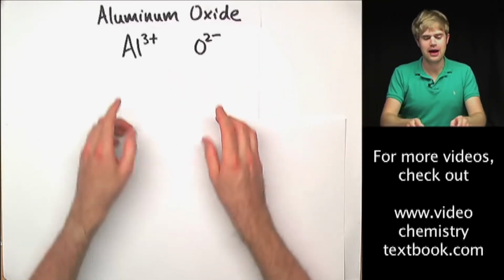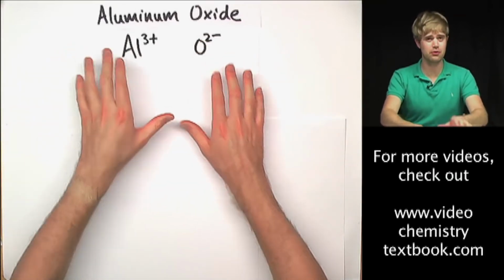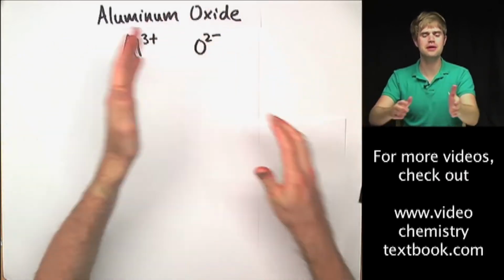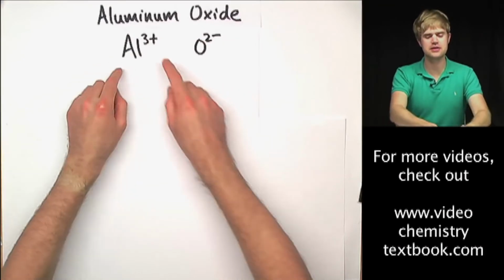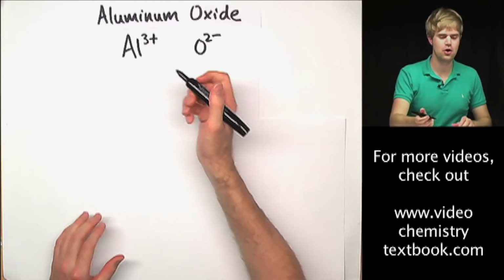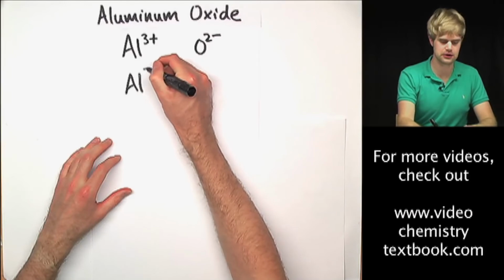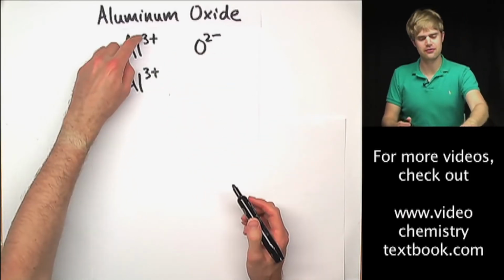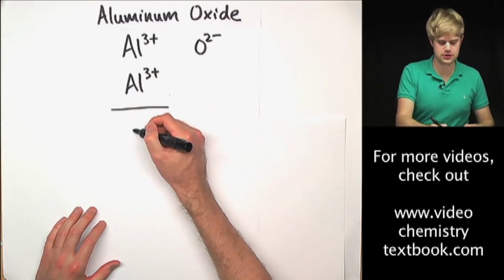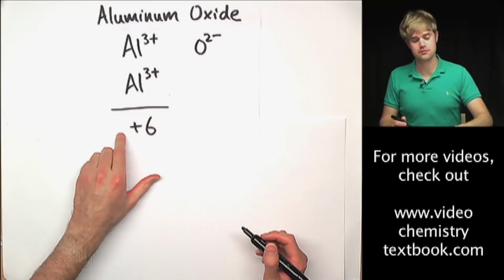Now I need to figure out how many of each of these atoms I need for the charges to balance out. And this example is a little bit trickier than the ones before. How are we going to be able to add atoms to get the same number of positive and negative charge? Let me give you a hint. We're going to start by adding another aluminum atom in here, or aluminum ion to be precise. So now I have 3+ here and 3+ here. Each aluminum atom has a charge of 3+. So I have a total of 6+.